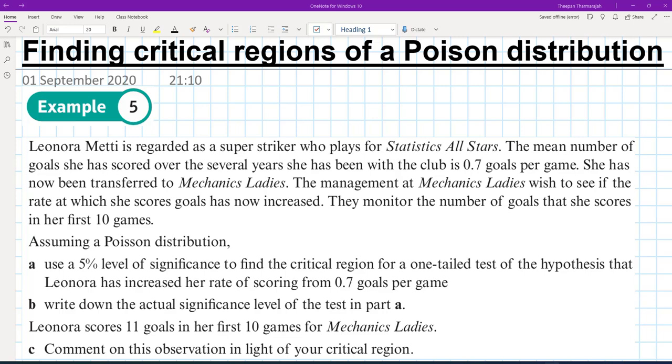And part B says to write down the actual significance level of the test in part A. So let's go ahead and approach this question.